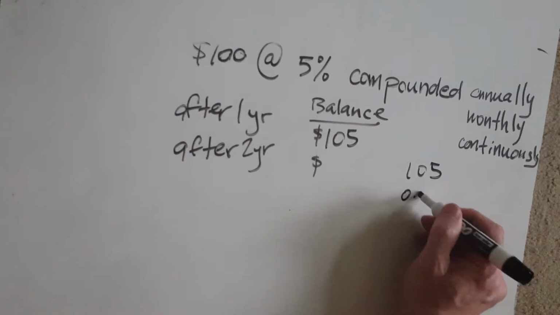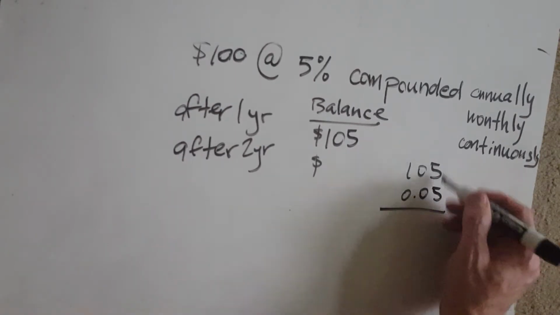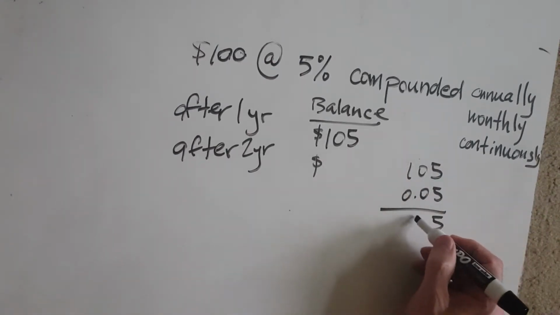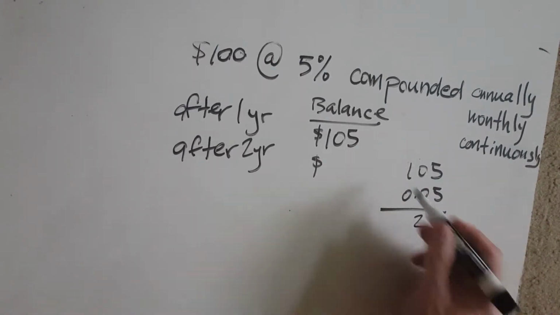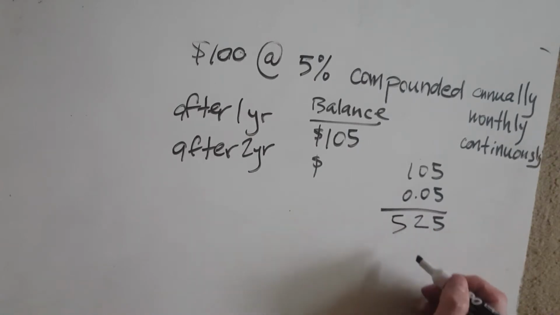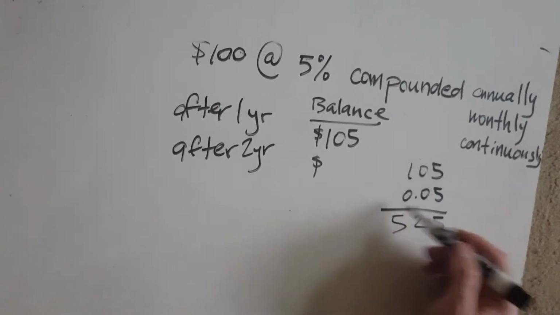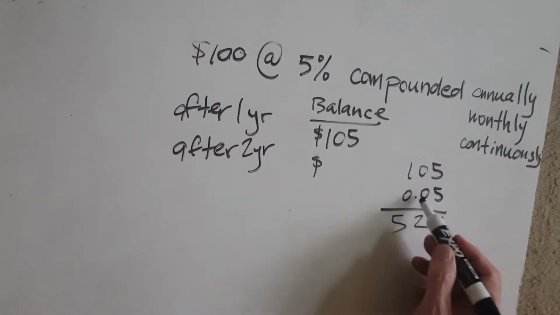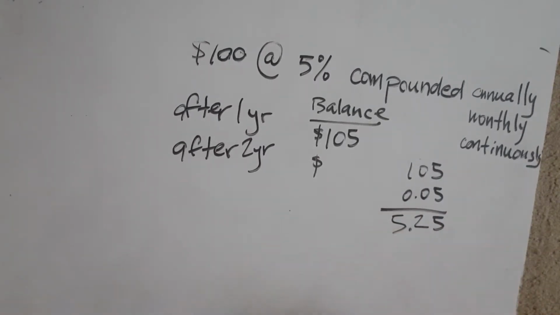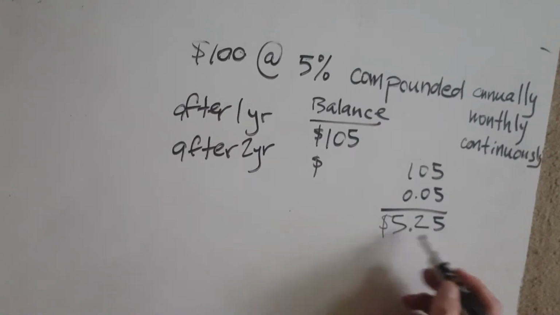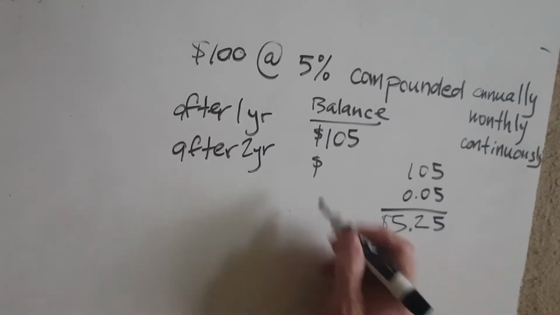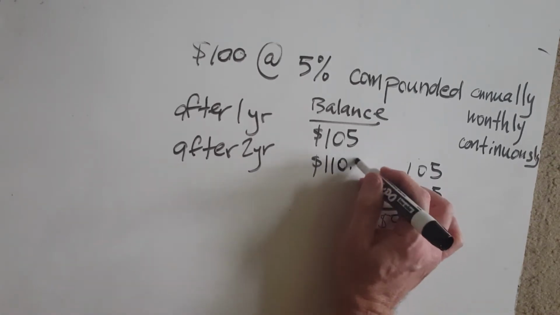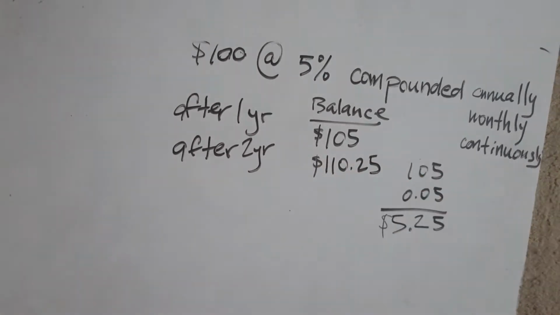5% of $105. Okay, it's 105 times 0.05. 5 times 5 is 25. Carry our 2. 0 times 5 is 0 plus the 2 that we carried. 1 times 5 is 5. And then everything else is zeros. And we've got 2 digits to the right of the decimal, so we need 2 digits to the right of the decimal there. So $5.25. So at the end of the second year, we're going to have $110.25, right?